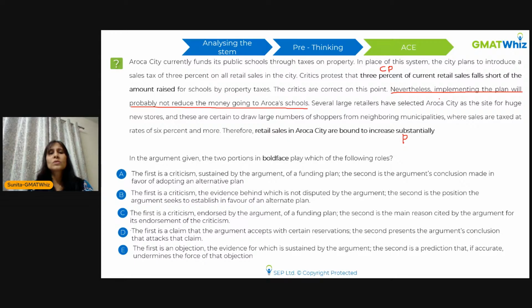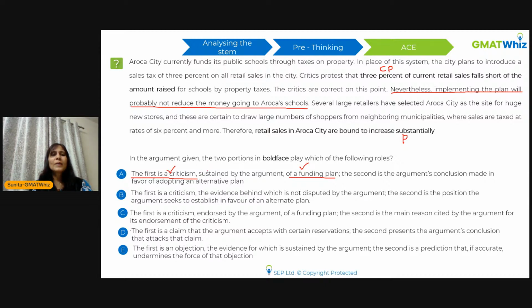Oftentimes, I've had students just reading the sentence from end to end in one shot and then going back and rereading it a couple of times. You're just confusing your brain by reading any given sentence multiple times. Read it once, read it slow, break down and read it. For example, the first is a criticism of a funding plan. Is the first boldface a criticism of a funding plan? Yes, this part is correct.